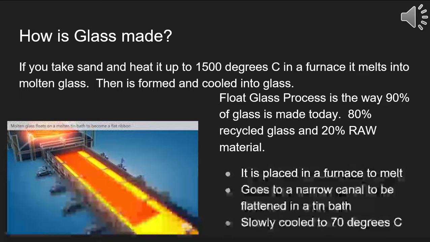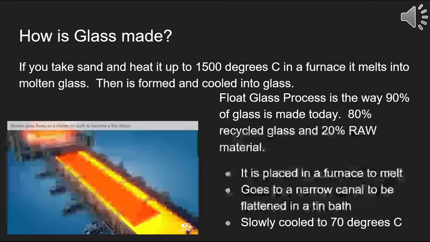The float glass process is the way 90% of glass is made today, with 80% recycled glass and 20% raw material to make the float process happen. It is placed in a furnace to melt. It goes to a narrow canal to be flattened in a tin bath, as you see in the picture in the bottom left. And then it's slowly cooled to 70 degrees Celsius.